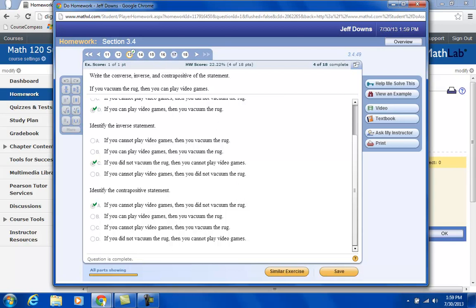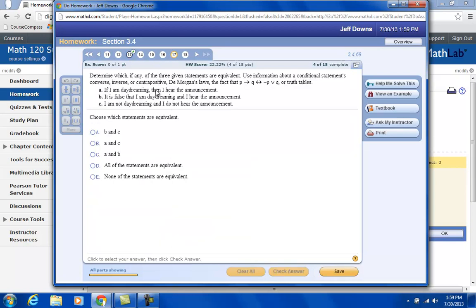Okay. Let's go on to 17. Determine which, if any, of the 3 given statements are equivalent. Use the information about a conditional statement's converse, inverse, or contrapositive, De Morgan's law, the fact that if P then Q is equivalent to not P or Q, or the truth tables. If I am daydreaming, then I hear the announcement. It is false that I am daydreaming and I hear the announcement. I am not daydreaming and I do not hear the announcement. So which statements are equivalent?